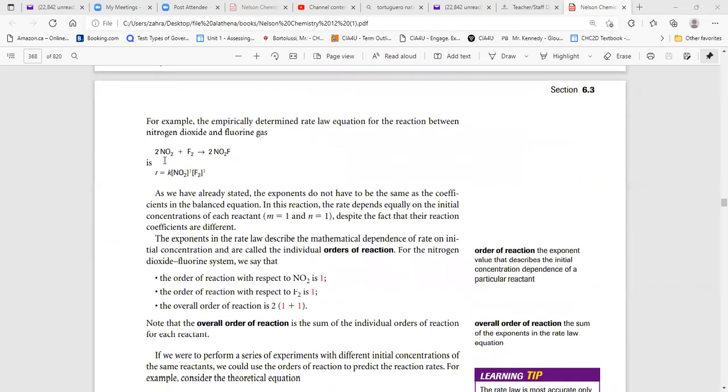Okay, looking at this reaction, the rate R is equal to k, concentration of NO2 and concentration of F2. Experimentally, we will realize that the powers of these brackets are 1 and 1. It means the order of reaction with respect to NO2 is 1, and the order of reaction with respect to F2 is 1, and the overall is 2. 1 plus 1 is 2, the overall order of reaction.